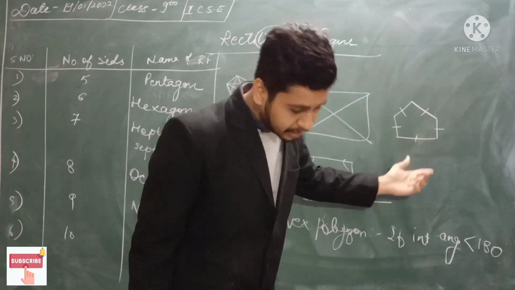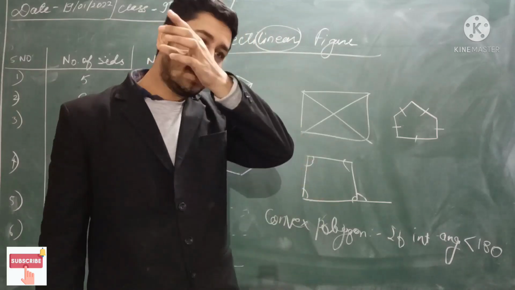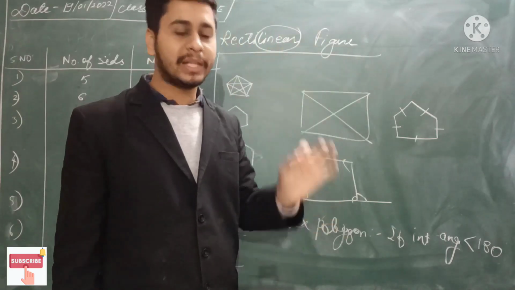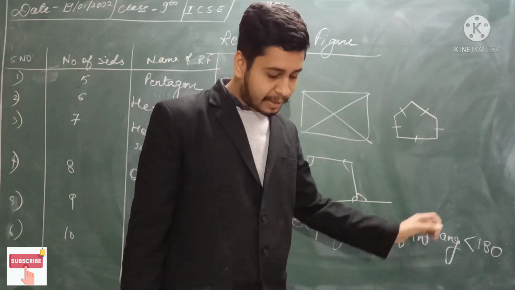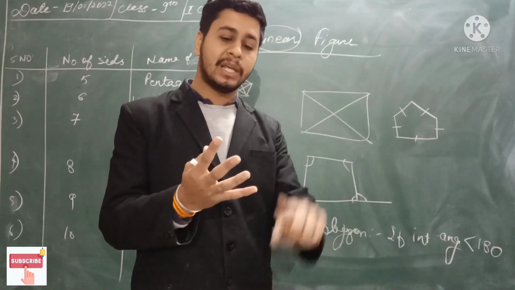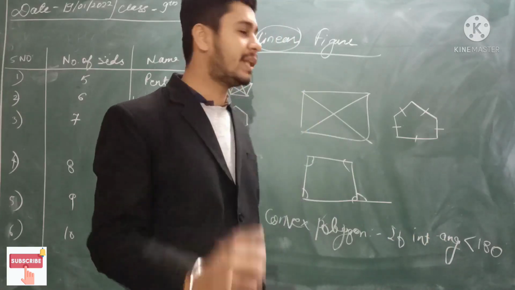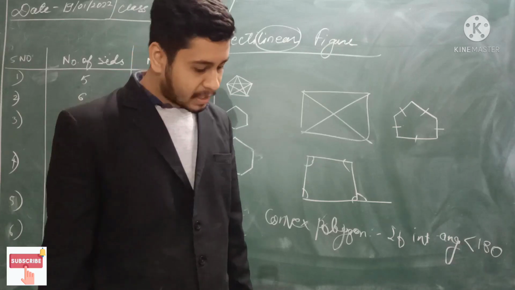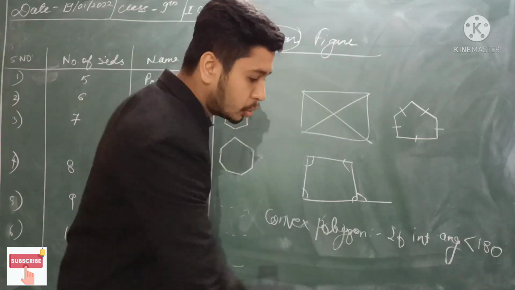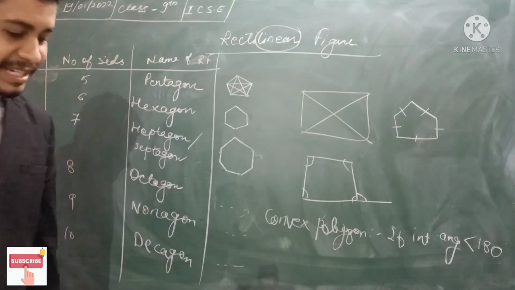Then comes equiangular. What do you mean by equiangular? If all the angles are equal, then that is called equiangular. And a regular polygon: if all the angles and all the sides are equal, then we call that a regular polygon. Okay, then the next 2 theorems, which are very important, let us see those.